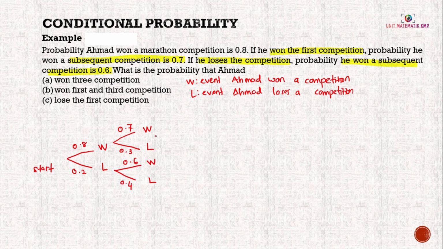Okay, so for the second competition. And the third one, sama ada dia akan win or lose juga. So dia dah win dekat sini, and then dia win sekali lagi subsequent competition, so dia akan dapat 0.7. Dia punya probability 0.7. So this one 0.3. Okay, on the second one, W, he will win or lose as well. So if he lose, and then the probability he won is 0.6. So 0.6 here. Then 0.4.